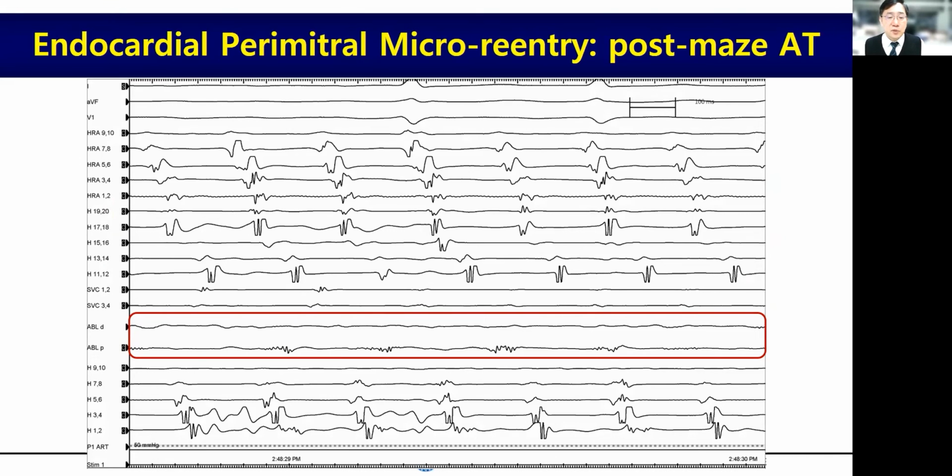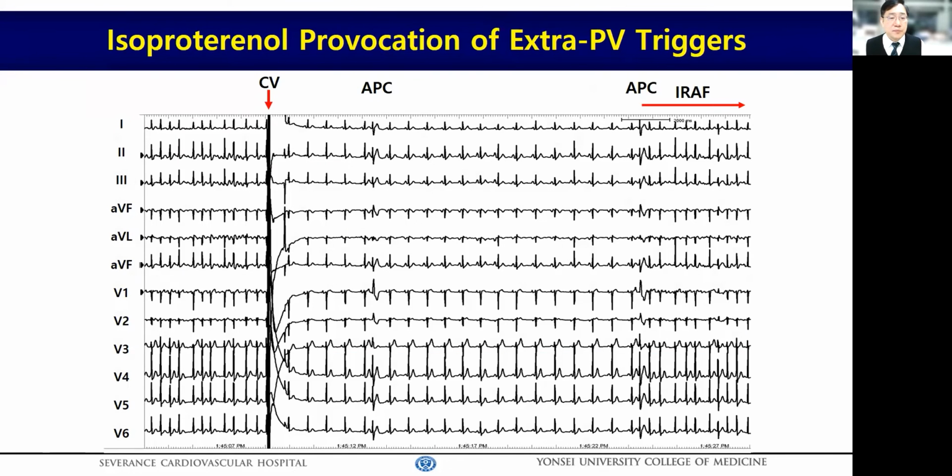Generally, we can observe such a long fractionated potential at the critical point of micro-reentry, and do not forget to try entrainment mapping there immediately before energy delivery.